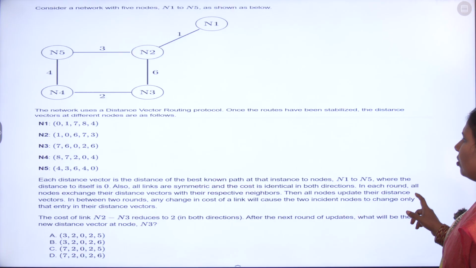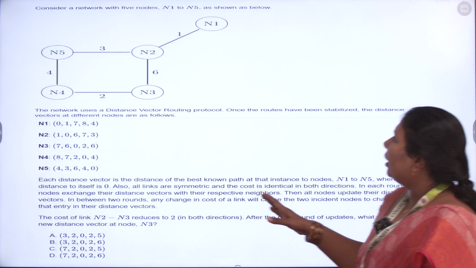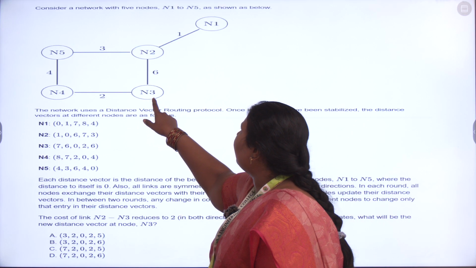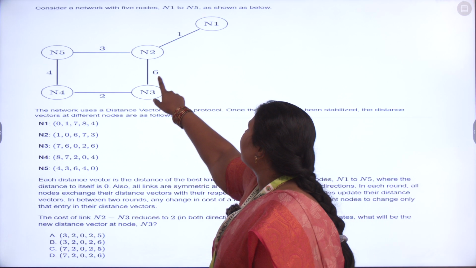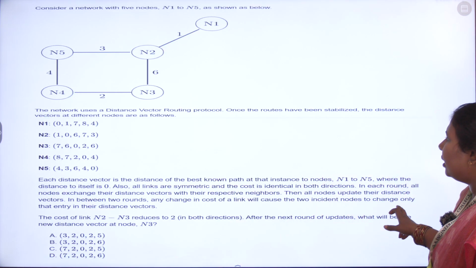In each round, all nodes exchange their distance vectors with their respective neighbors. Each node exchanges the information, for example N3 to 6, 6 plus 1, 7. Likewise, it will exchange the information. Then all nodes update their distance vectors.